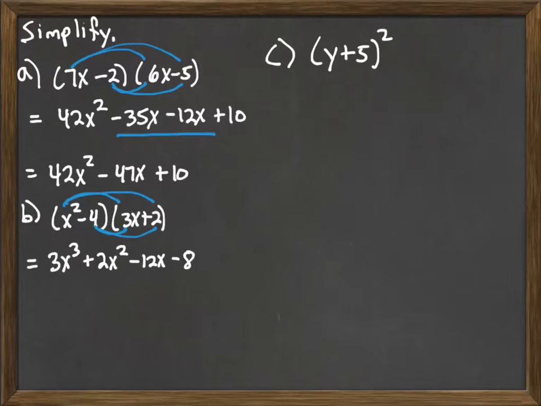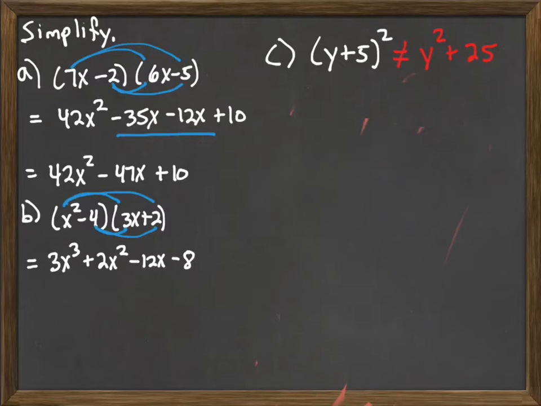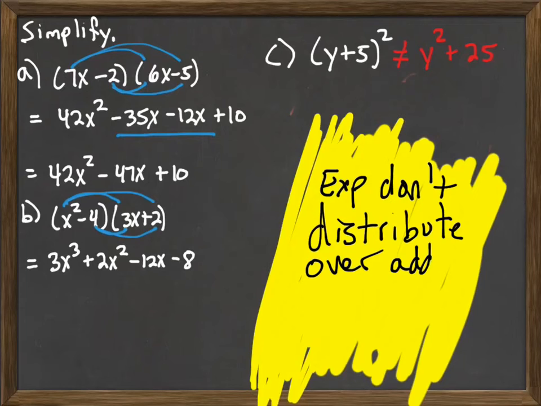Be careful here. That is not y squared plus 25. Right? And you might think, well, why not? I'm squaring it, so why can't I just square the y? Why can't I just square the 25? Well, I'm not able to do that because exponents don't distribute over addition.